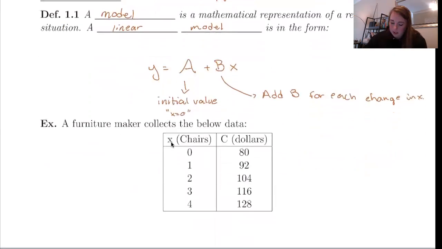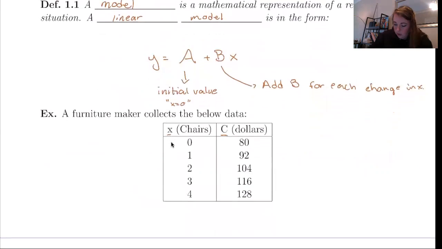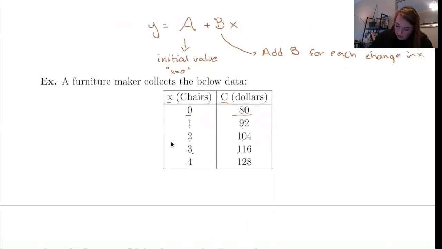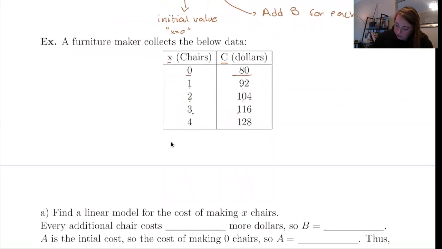So a furniture maker collects the below data. He makes X number of chairs and it will cost him C dollars. If he makes 0 chairs, it still costs him $80, right? Lights, rent for the building, materials that he hasn't used yet, and so on. And at 1, 92, at 2, 104, at 3, 116, and 4, 128. So we're asked to find a linear model for making X chairs.